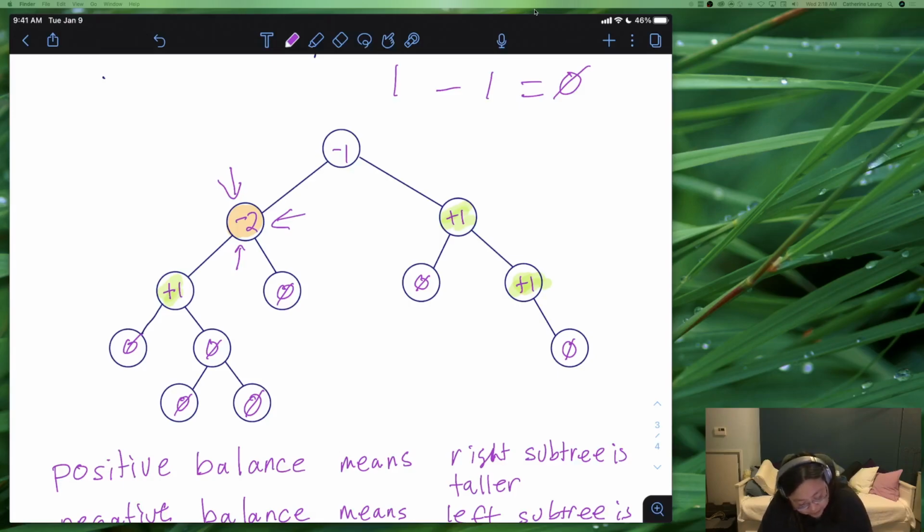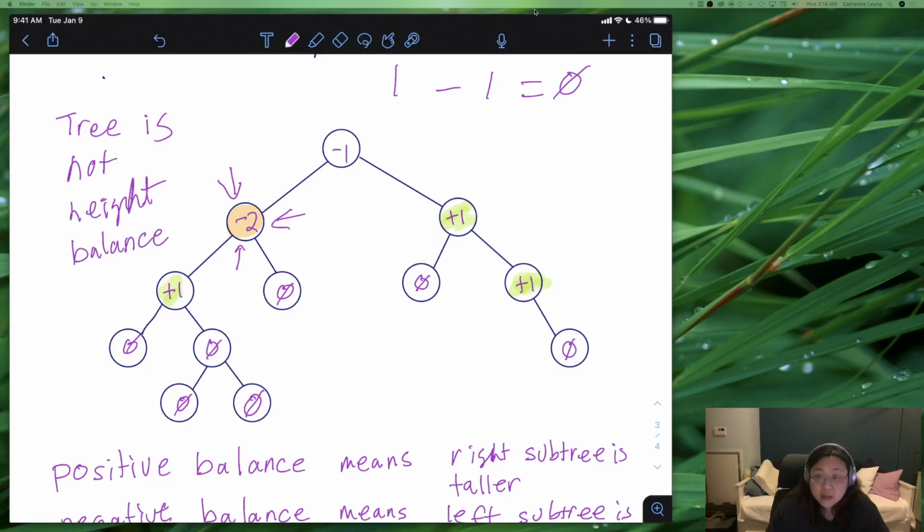So this tree is not height balanced. And all it takes is one node where the balance is off by more than one. Okay, so this tree is not height balanced because we have a node that is -2. Okay, it's as simple as that. So any value that isn't 0, +1, or -1 means that the whole tree is not balanced, not the subtree, the whole tree. Okay, so the whole tree is not balanced because one node is not 0, +1, or -1.